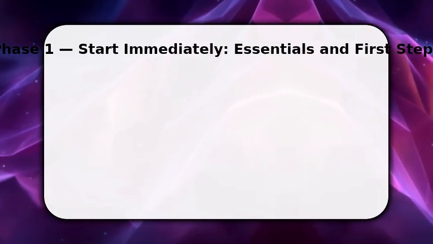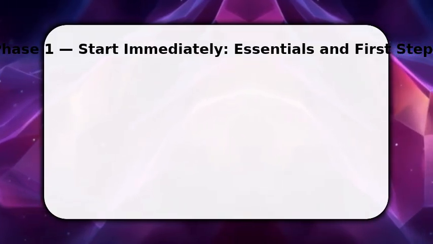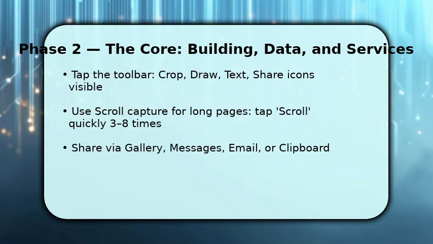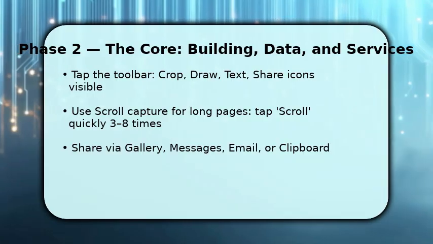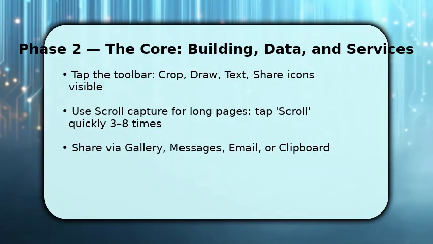Now take your first screenshot by pressing the shortcut firmly or swiping your palm. This creates the image and opens the editing toolbar so you can act. Once your screenshot appears, use the on-screen toolbar to crop, annotate, or add text. These edits are non-destructive until you save.